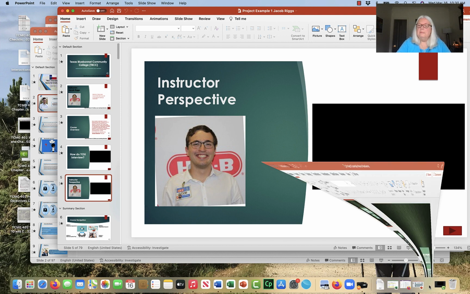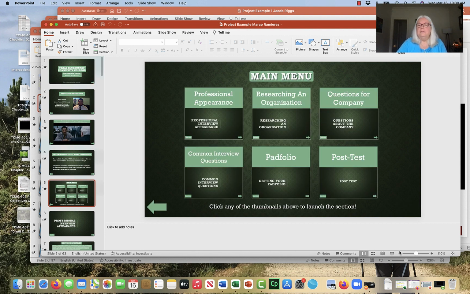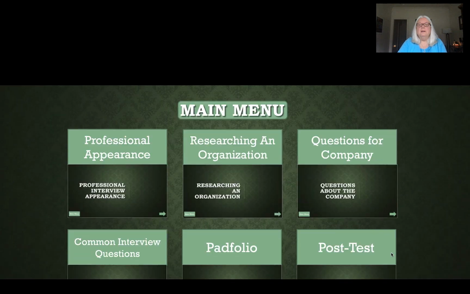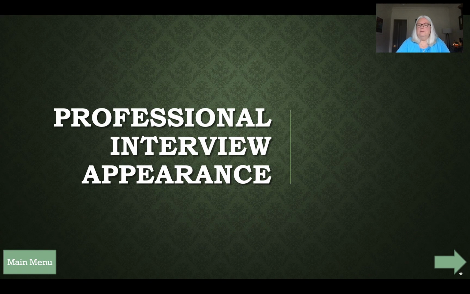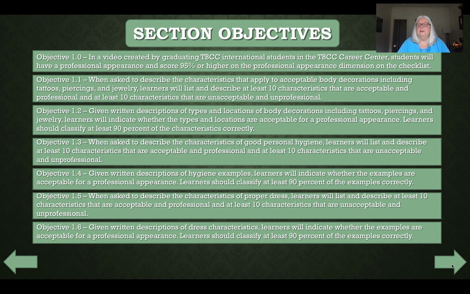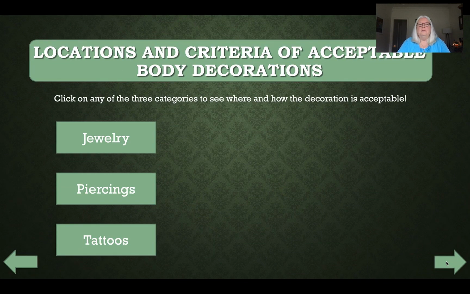Let's look at Marco's example of his summary zoom. Here's Marco's summary zoom slide. You see this one doesn't have images. It's not super fancy, but it does the job. Okay, so Marco has divided his objectives into 5 sections, which are here, plus his post-test. So if I go to professional appearance, see, it zooms in and then allows me to go there. Okay, this is the professional appearance section, and so on and so forth.